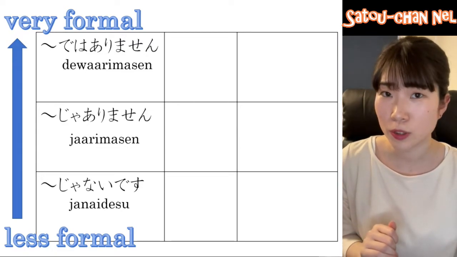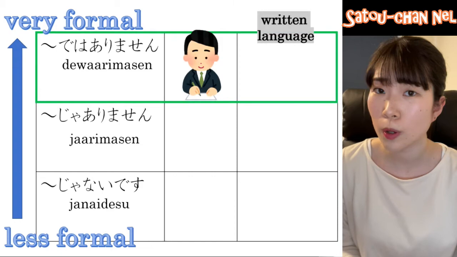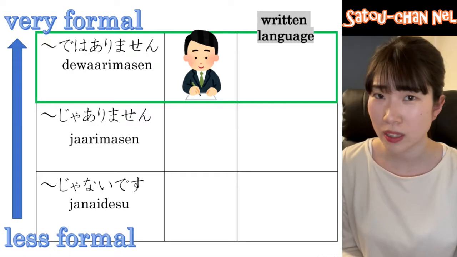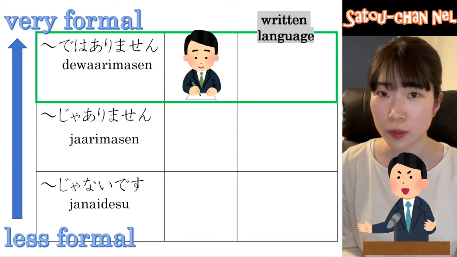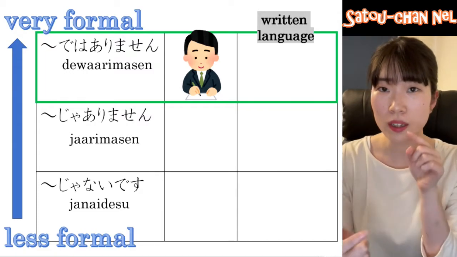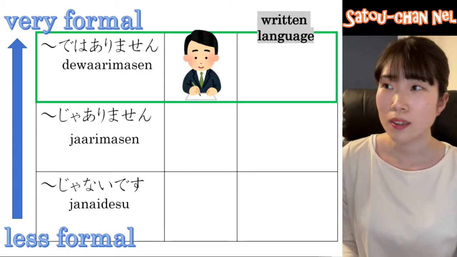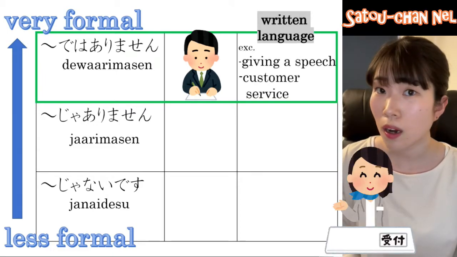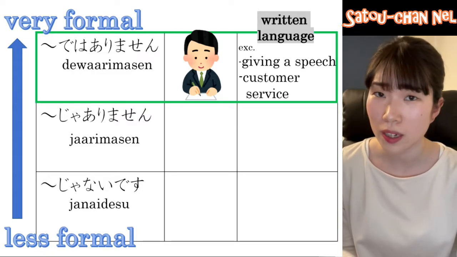But it doesn't mean it's rude, it's still polite. ではありません is appropriate for formal writing. In spoken language, its usage is limited. It's used when giving a speech or presentation in front of people, telling your opinion, but it's one-sided, not conversation. YouTubers use this form sometimes because they kind of give a presentation in their videos. It's also used in customer service. Some staffs use very formal language when they talk to customers.